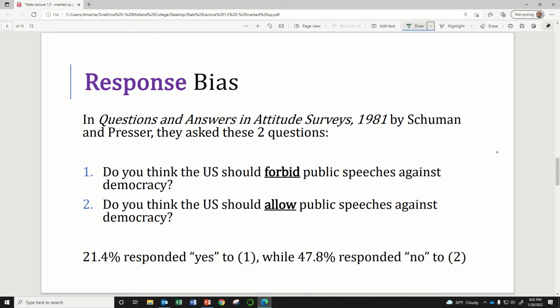Okay, so in this publication, which is Questions and Answers in Attitude Surveys, published in 1981, they asked a sample of individuals these 2 questions right here. Number 1, do you think the U.S. should forbid public speeches against democracy? And number 2, do you think the U.S. should allow public speeches against democracy? And to give you some context here, these 2 questions were sort of buried within a set of about 100 questions.